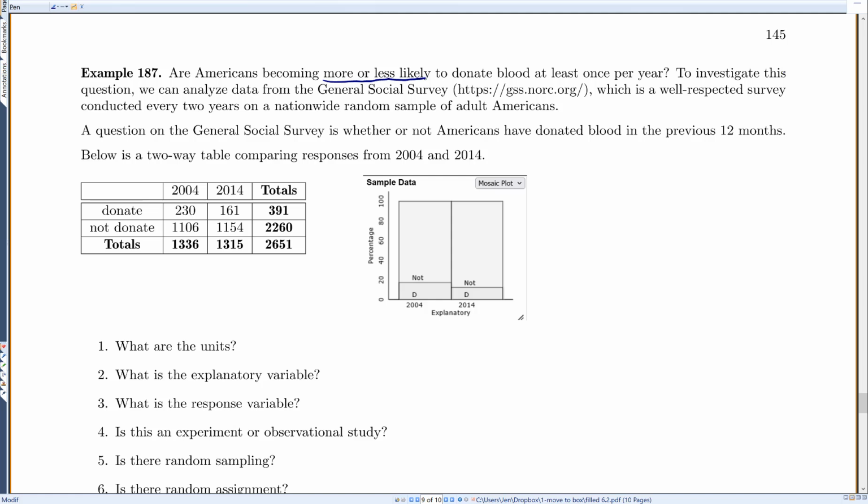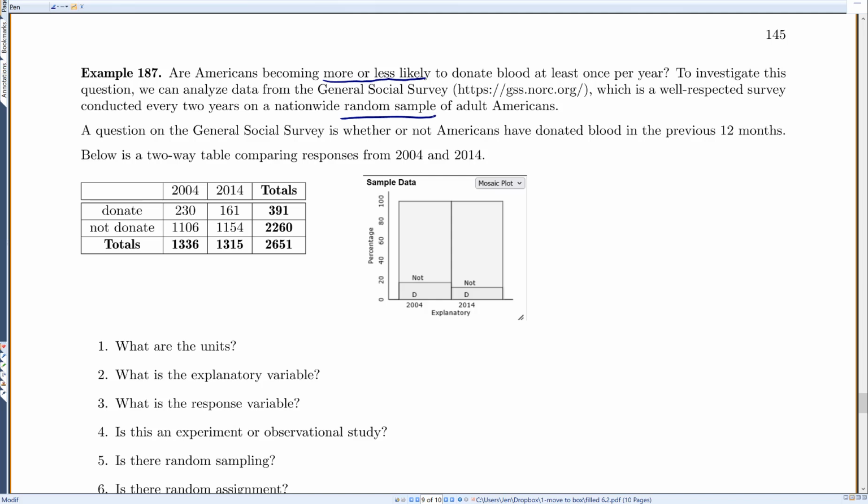To investigate this question, we can analyze data from the General Social Survey, which is a well-respected survey conducted every 2 years on a nationwide random sample of American adults. One question on the survey is whether or not Americans have donated blood in the previous 12 months. Below is a two-way table comparing responses from 2004 and 2014.